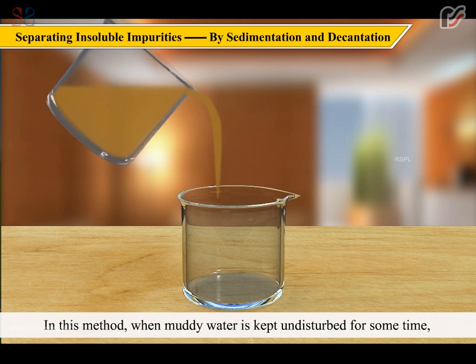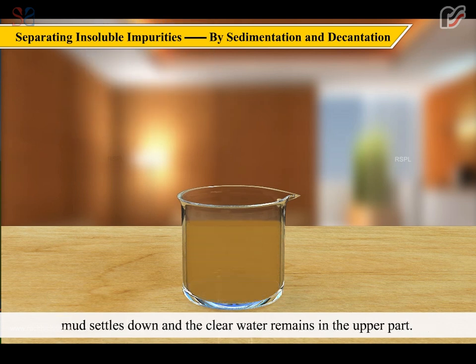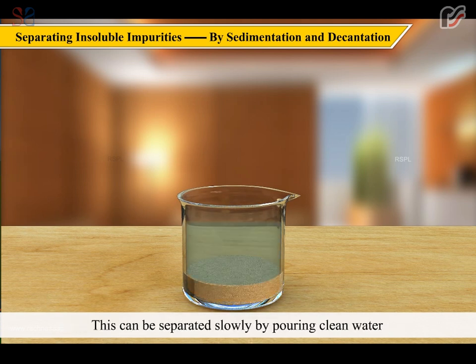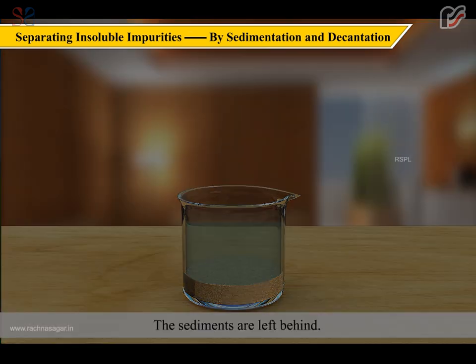In this method, when muddy water is kept undisturbed for some time, mud settles down and the clear water remains in the upper part. This can be separated slowly by pouring the clean water, which is at the top, into another vessel. The sediments are left behind.